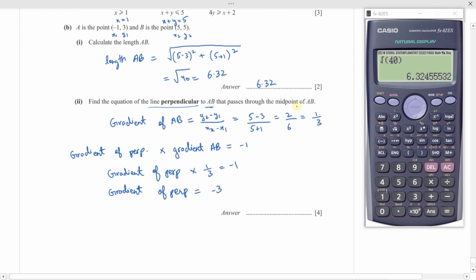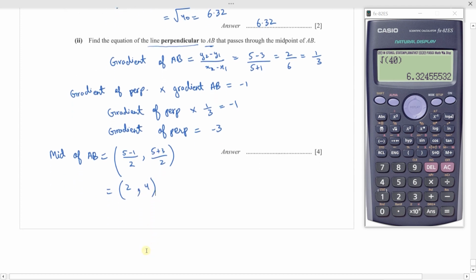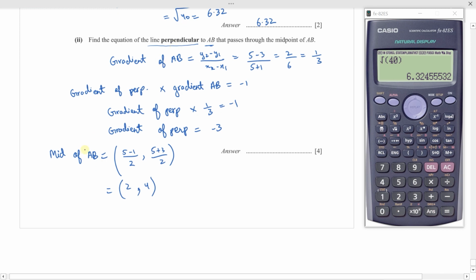And now let's find the midpoint of AB. For the midpoint of AB, you add the x coordinates, 5 minus 1, divided by 2, which will be the x coordinate of the midpoint. And then 5 plus 3 divided by 2. So this will be 4 over 2, which is 2. This will be 8 over 2, which is 4. So now we know that the perpendicular passes through the midpoint of AB. So this point (2, 4) lies on this perpendicular line.